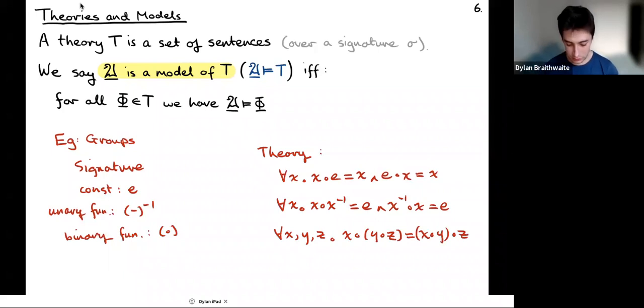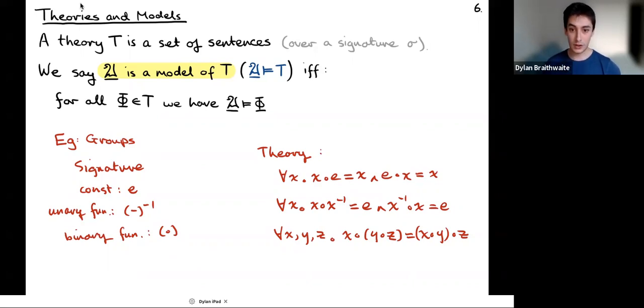So this is a complete specification of the theory of groups. A model of this is exactly a group. Every group is a model and every model is a group. It's a lot of definitions to say what a model is, but it's quite a straightforward concept. It's just something that satisfies all of these axioms.